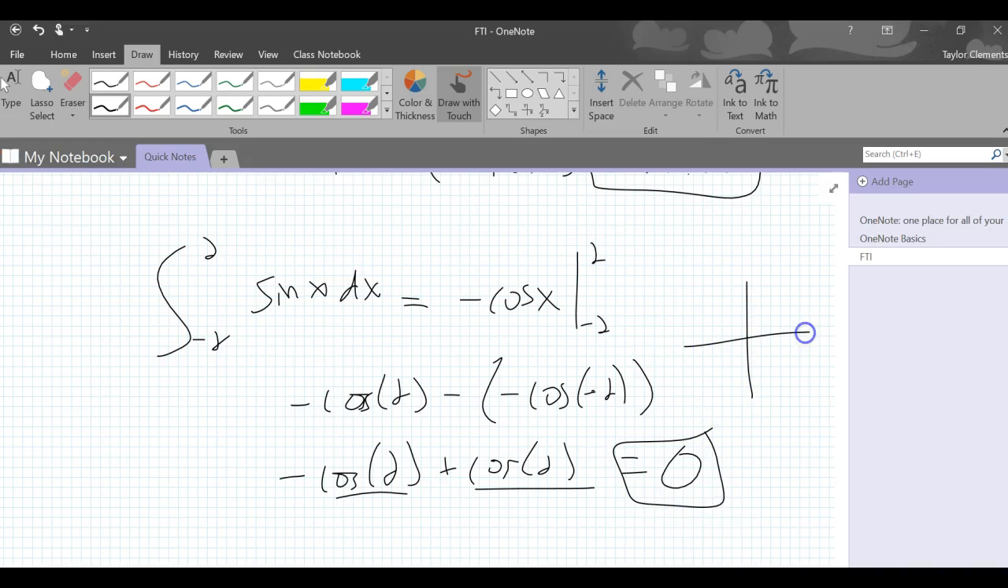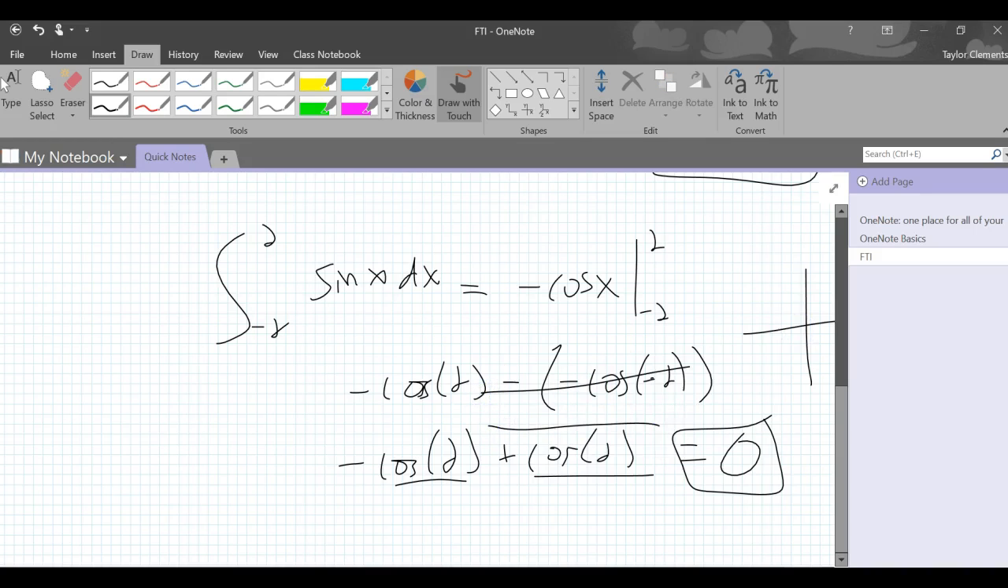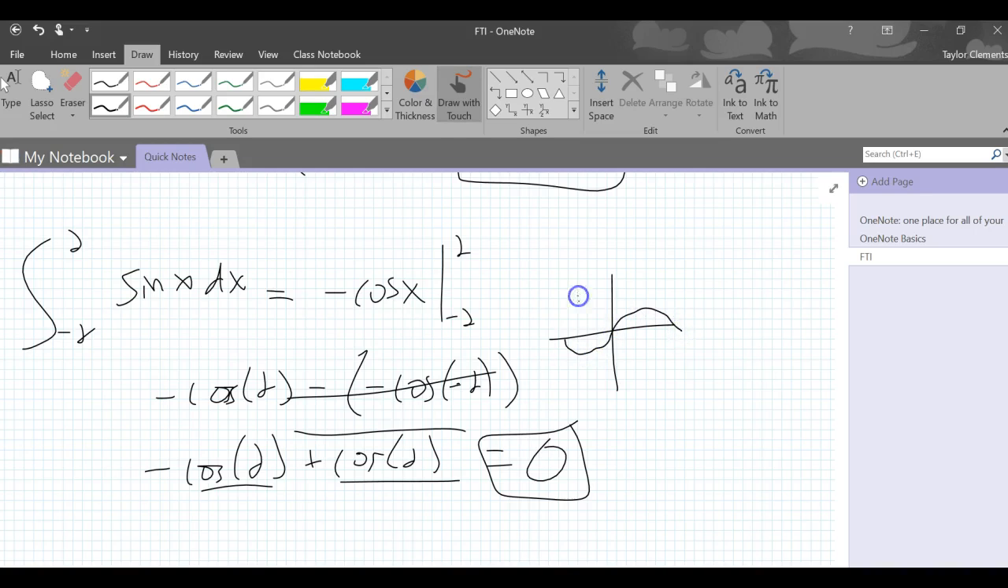Now, if you were to graph this, the sine graph, it kind of looks like that. Let's just say we picked these points, because I picked the same distance on either side. Sorry, I'm having problems here. Now, it looks like there's a lot of area there, right? But we got an answer of 0. So what does that mean?